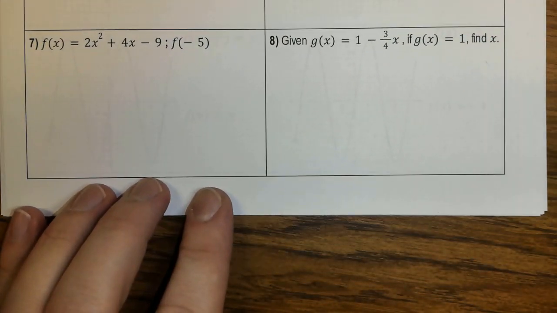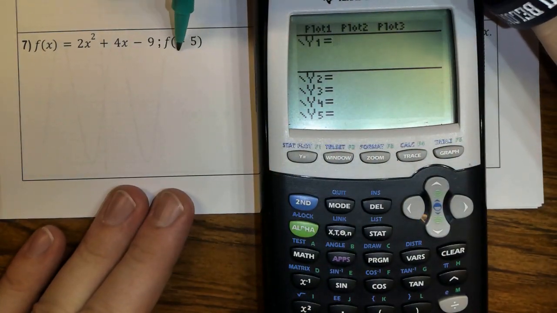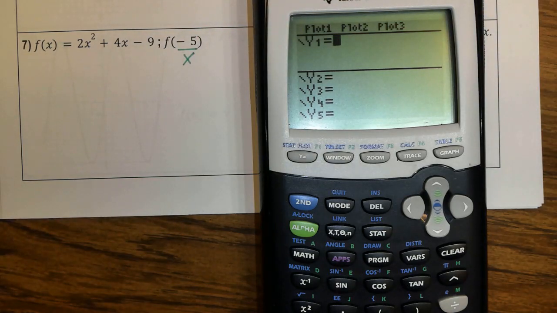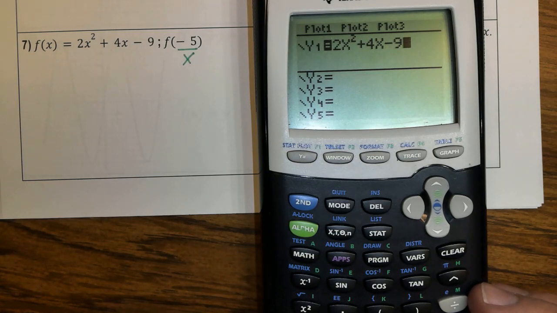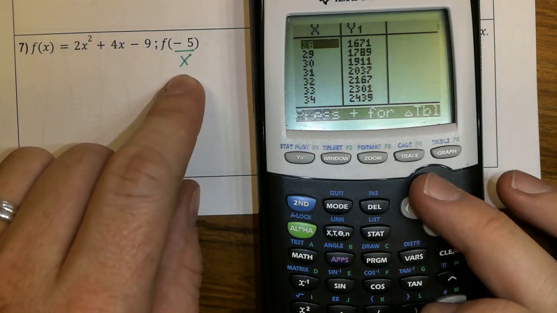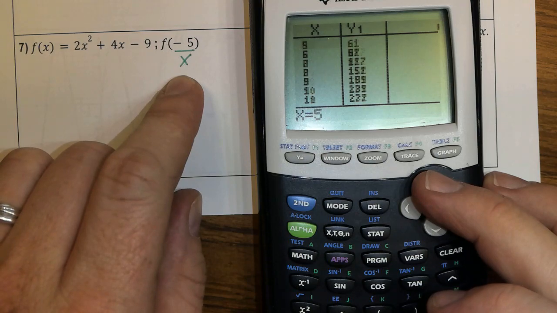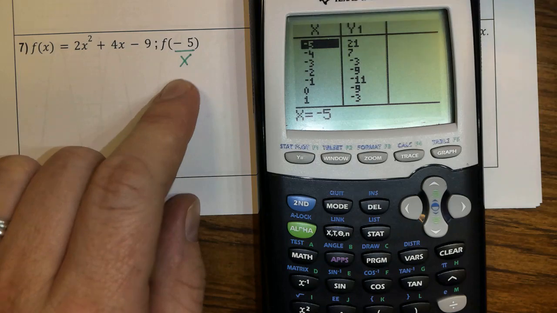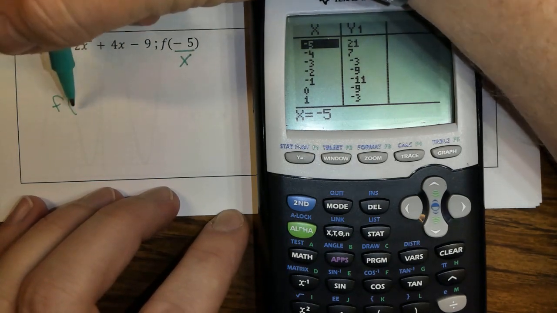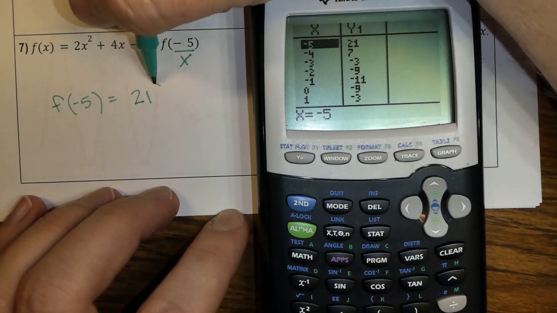All right, number 7, I have another square. But because this is x, I'm only going to have 1 answer. So I type this in, 2x squared plus 4x minus 9. I do second graph. I go to -5. Okay, so when x is -5, y is 21. So I have f of -5 equals 21.